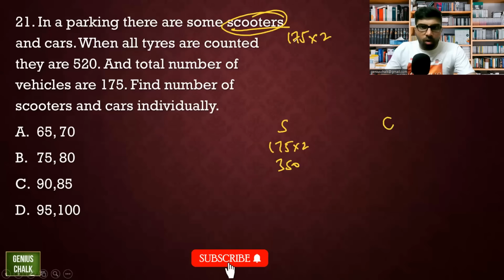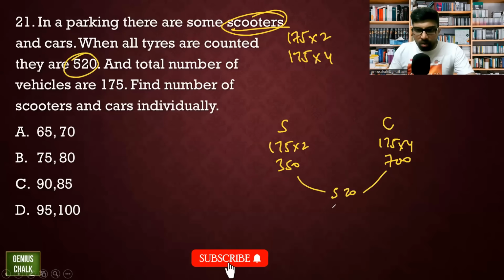And when all are cars, they must have 175 into 4. That means 175 into 4, that is double of this, 700. So what is happening? Overall tires are 520. So this is how we can apply allegation, and we can solve it now. How much? 520 to 700, 180. So it has to be 20 less.